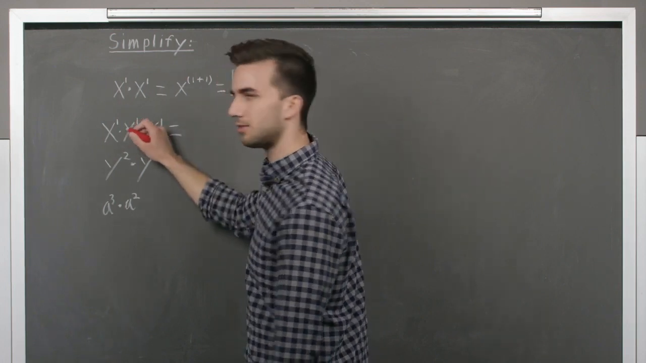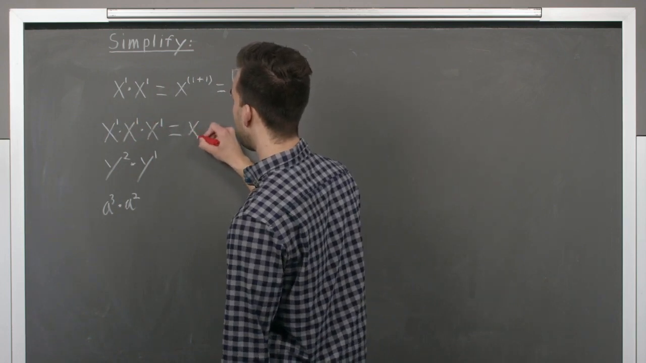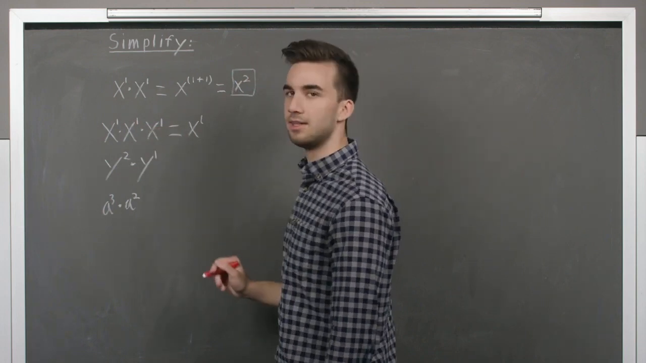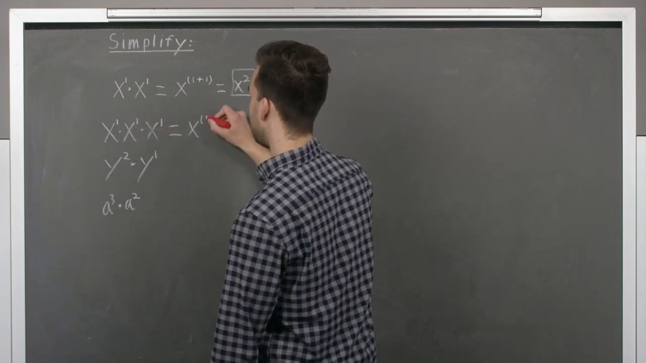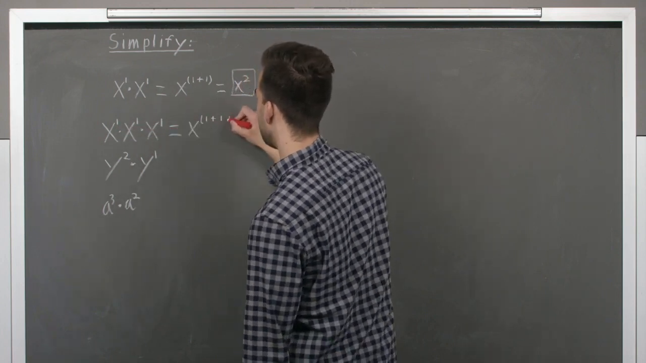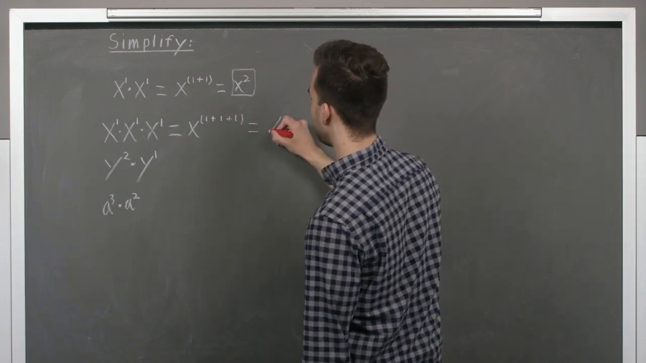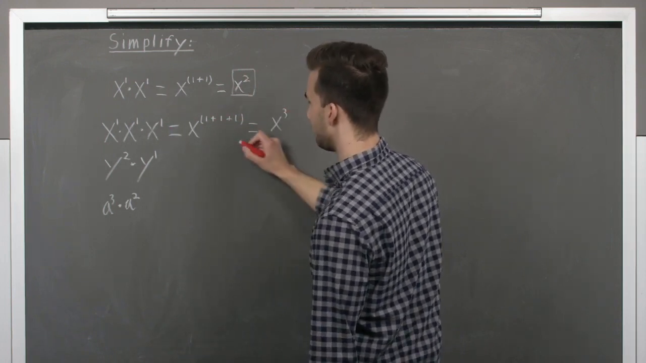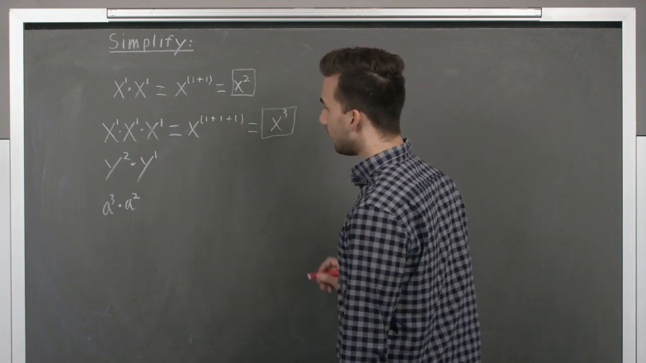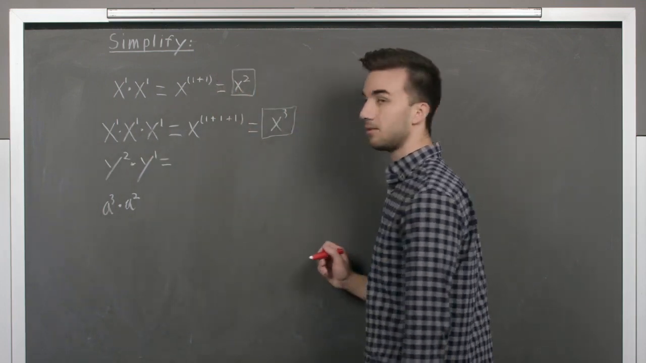And so for this one, how would we do this? Well, we can just rewrite it as x, and then the exponent is just the addition of all the exponents. So we have a 1 plus another 1, and then plus another 1. And 1 plus 1 plus 1 is 3, so the answer, or the solution, is x to the power of 3 for this example.